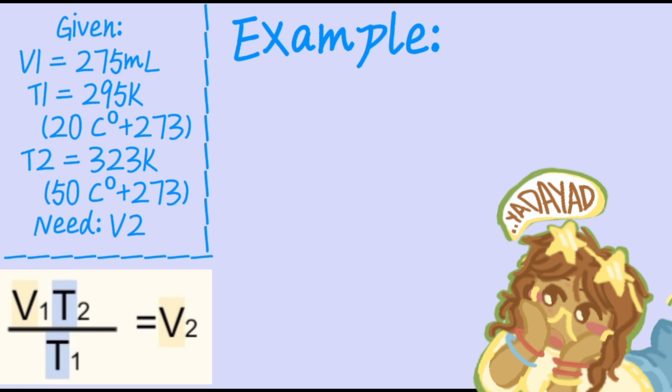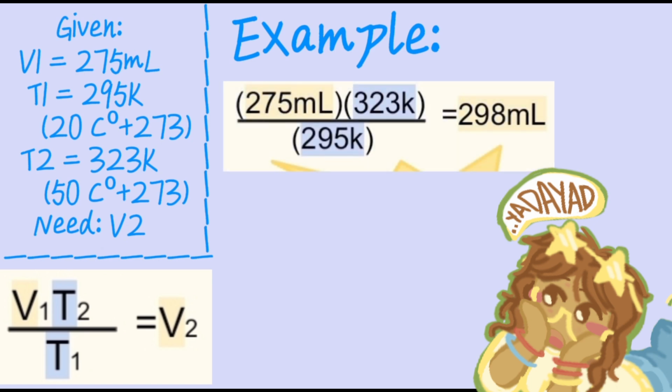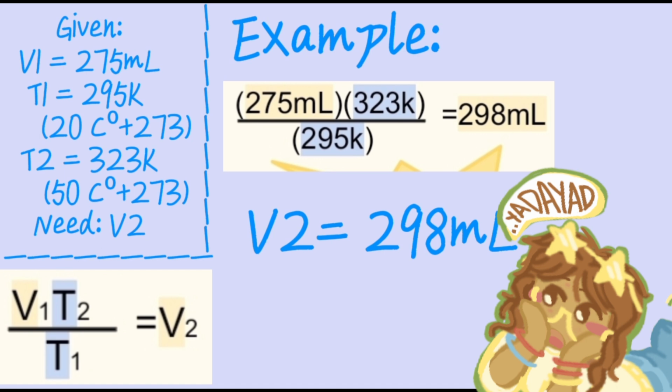Now, after plugging everything in, you would see that it would be 275 milliliters times 323 Kelvin over 295 Kelvin, which would give us 298 milliliters. So for our second volume, we would get 298 milliliters.